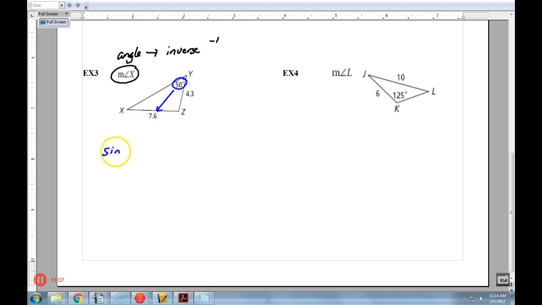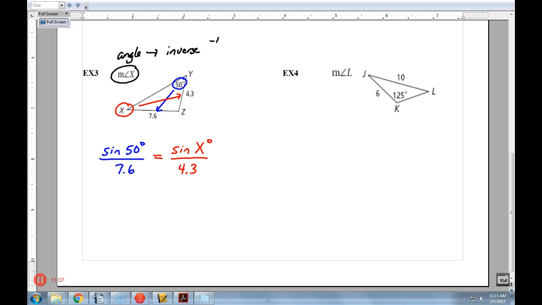So I'm going to start this thing out: the sine of 50 degrees over 7.6. Now, I want angle X, and across from it is a side of 4.3. So now my X is in a little bit different position. It's the sine of X over 4.3. This is different than the top two problems because I need to figure out what the angle is and not what the side is. So my X kind of jumped up to the top here.